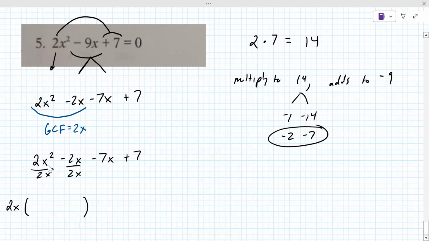And then x squared divided by x is just x. You can write 1x. What's 2 divided by 2 again? 1. And x divided by x? 1. Yes. So x minus 1. Now you immediately write what's inside parentheses over here to the right. So whatever you get over here on the left, you write over here on the right.